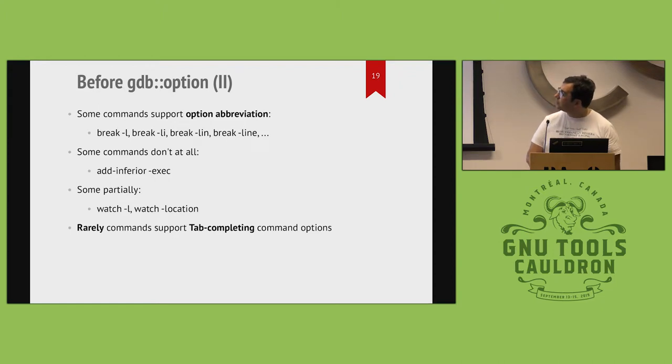That example is a recent one I ran into in the multi-target work I just posted last week. I added a new option called no connection, so long string, and you cannot abbreviate that, which is not comfortable to type. Some partially support abbreviation, like the watch location.